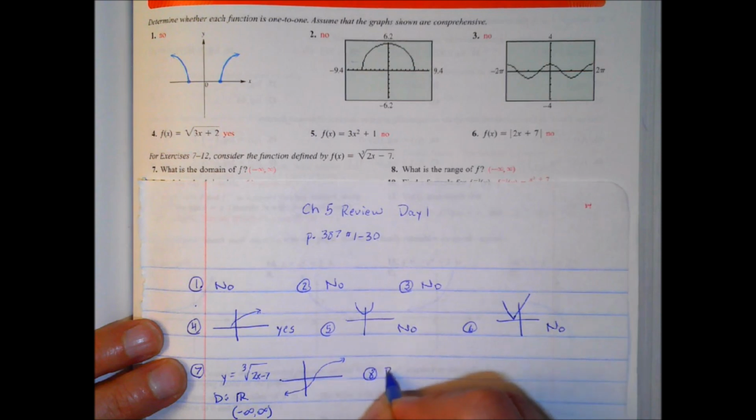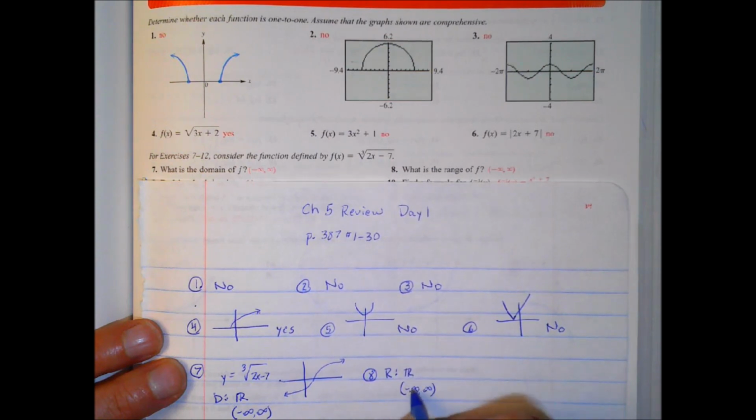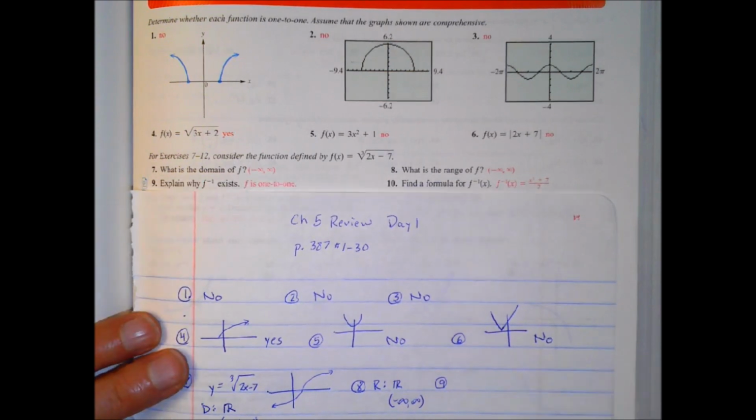exists since it is one-to-one. Remember, all these that did not have, right, these would not have an inverse. Yeah, it has to be one-to-one to be able to have an inverse. Number 10, formula for the inverse.